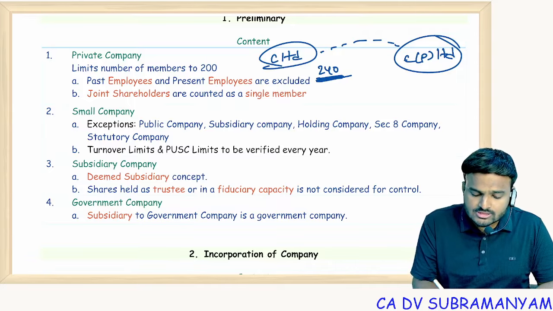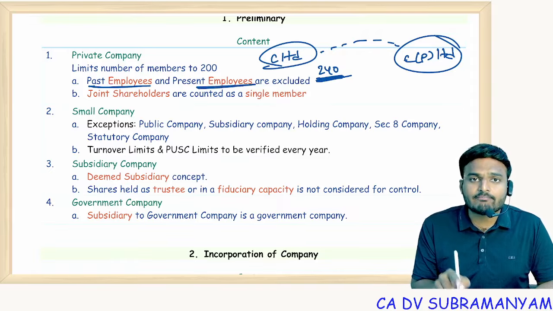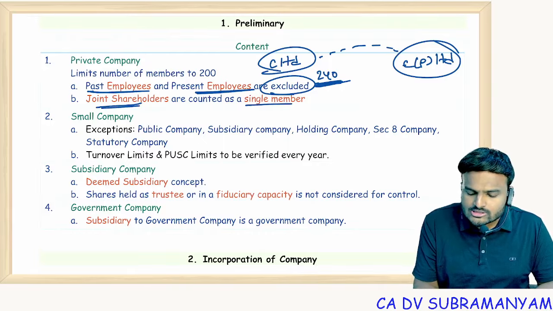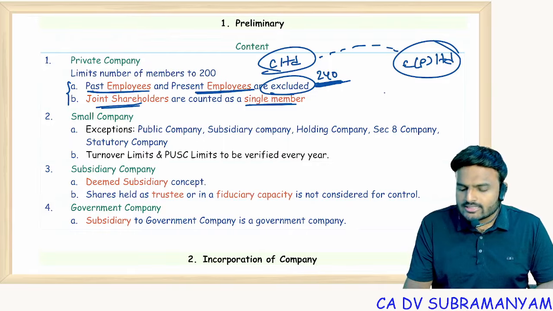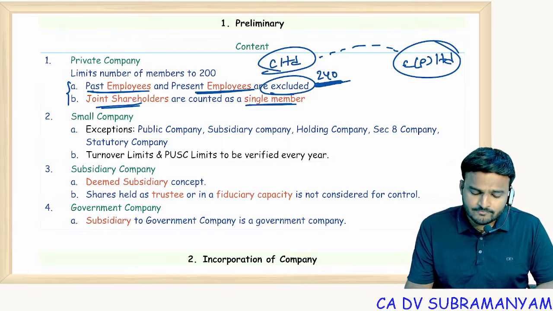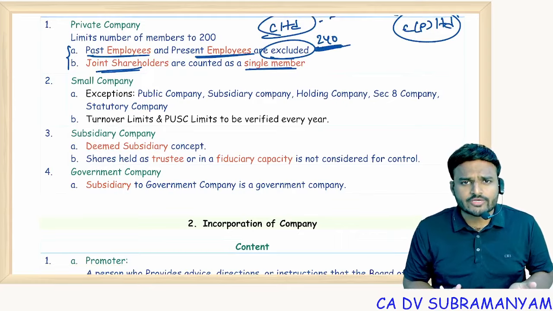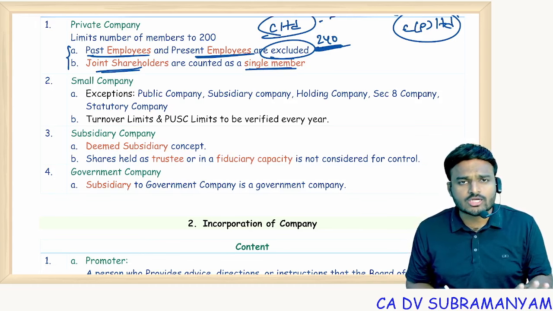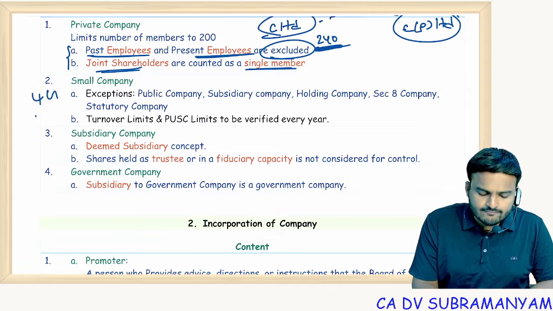Now you have to see that past employees and present employees who became members during their employment period will be excluded. Joint shareholders will be counted as a single member. Remember this point, then write the analysis and conclusion. Next one, small company. Very recently, on December 1st, we got a notification increasing the turnover and paid up share capital limits. Of course, those limits are not applicable to the January examination. For us, the limits for the time being are 4 crores and 40 crores.